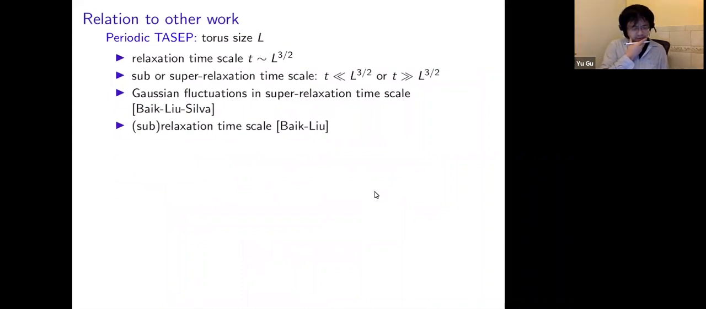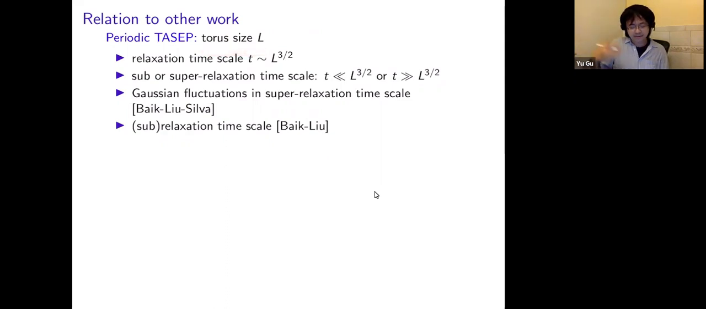So let me explain the relation to some other works. This important model in interacting particle systems is called the totally symmetric simple exclusion process. Of course, you can put your particle system on the torus. That's called the periodic TASEP. For our problem, the size of our torus is just one. For us, L equals one.